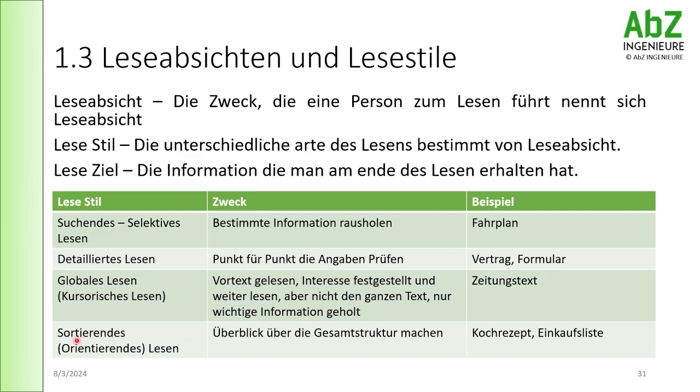Newspaper. Then you have sortierendes Lesen or orientierendes Lesen, meaning directional reading. You would like to have the structure of the Lesetext. That's the key. So this will be Kochrezept, Einkaufsliste, etc.